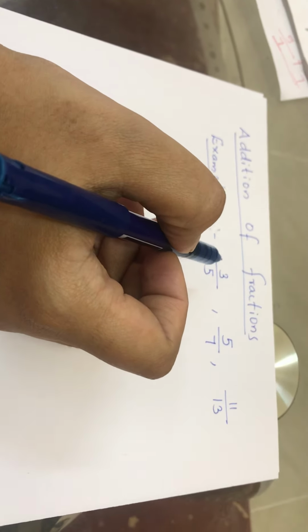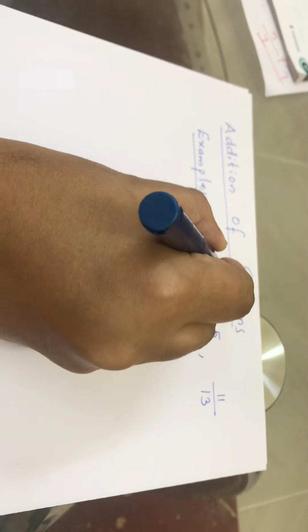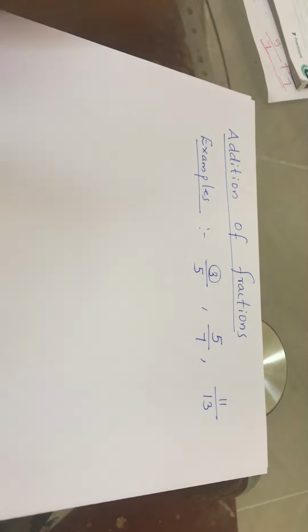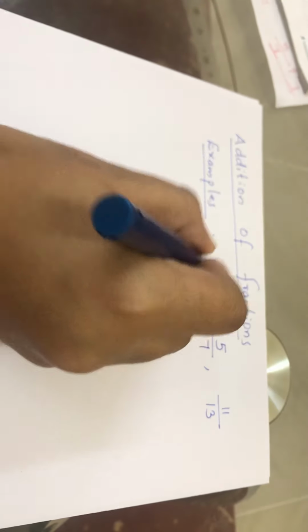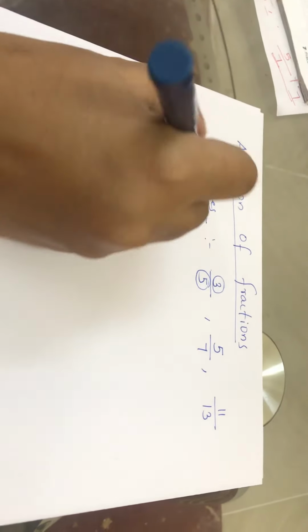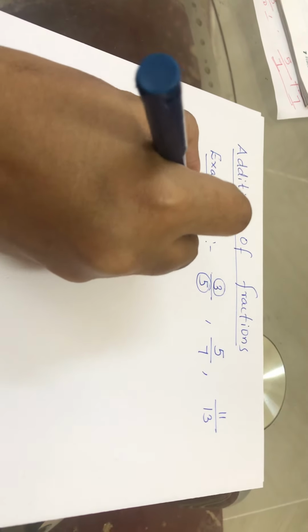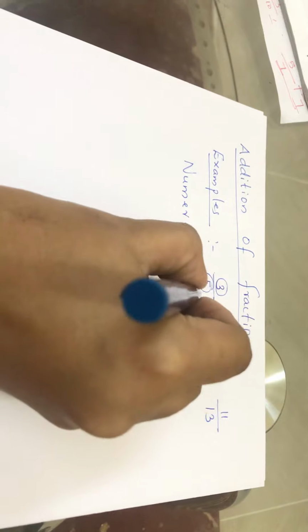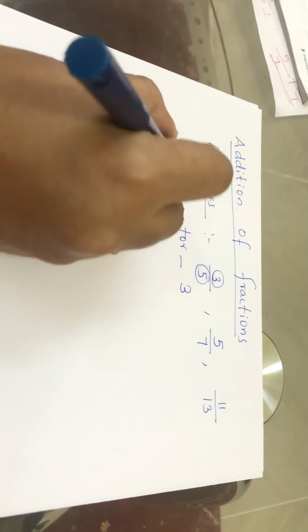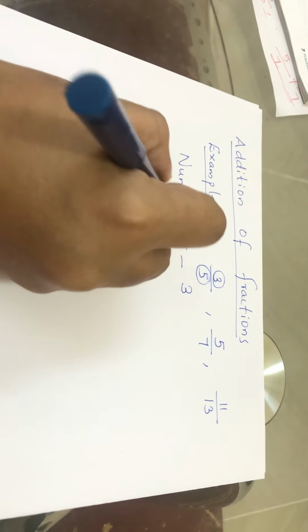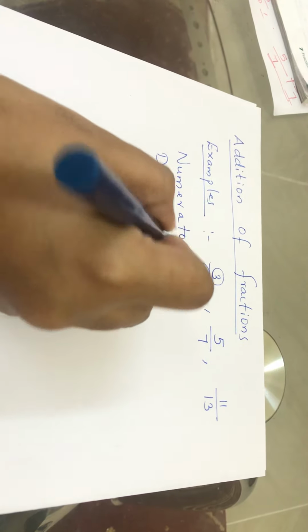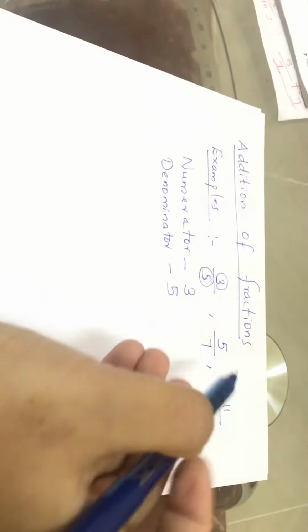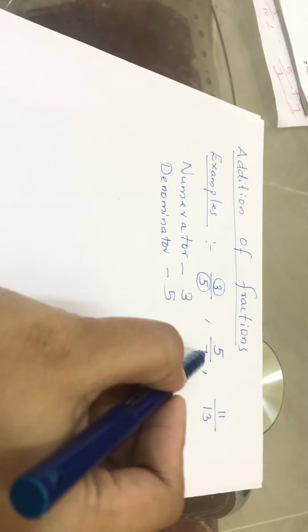So what are numerators and denominators? The number which comes above this line is called the numerator, and the number which comes below this line is called the denominator. For 3 by 5, 3 is the numerator. What is the denominator here? Here it is 5.